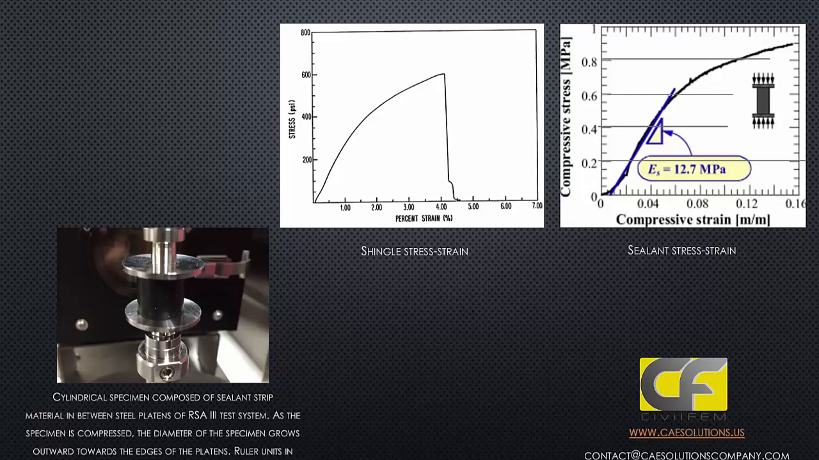Since the sealant strip material is a form of bitumen, it falls into the category of viscoelastic material. This webinar addresses the time-dependent response of the sealant material used in asphalt shingles. The viscoelastic properties of the sealant material were characterized through several creep compression tests.